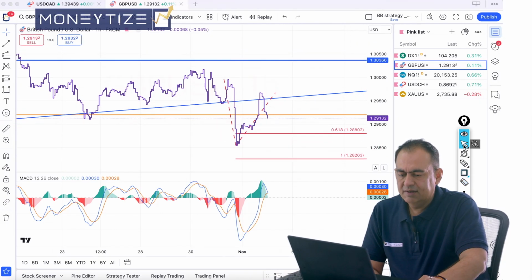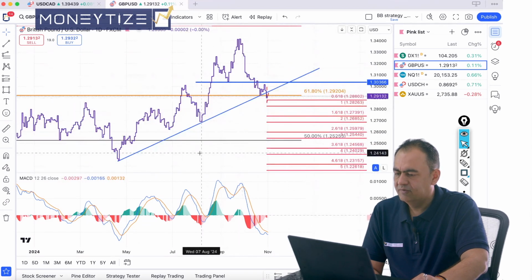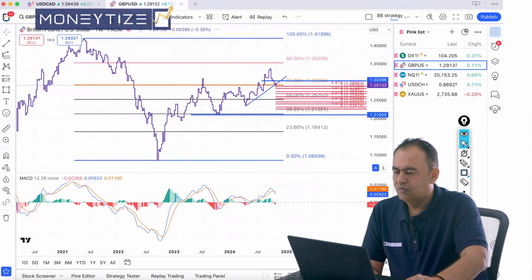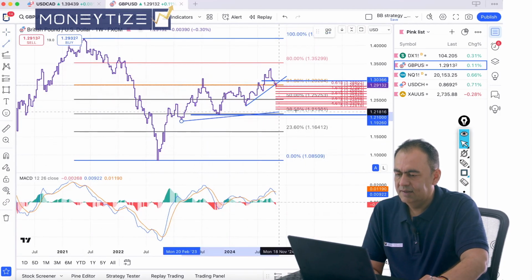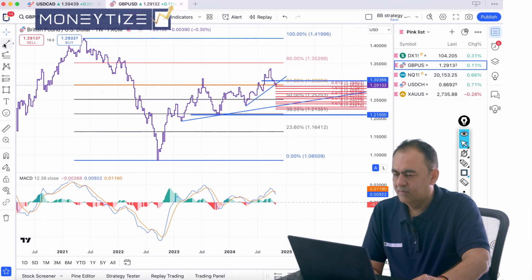And I'll move to the higher time frame one more time. I just need to draw a long-term rising trend line here. In fact, I'll move to weekly now. So here I'm connecting a weekly rising trend line, and we have one more to connect. I'll connect from this level too.